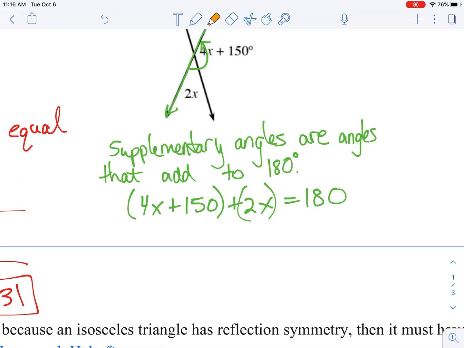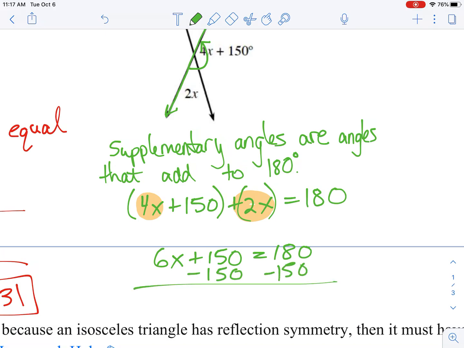So let's combine our like terms. So our like terms would be a positive 2x and a positive 4x. So that'll get us 6x plus 150, and then bring down the 180. We need to get the x by itself, so we'll do the subtraction of 150 to get 6x is equal to 30, and then we'll divide by 6 to find x is going to be 5.